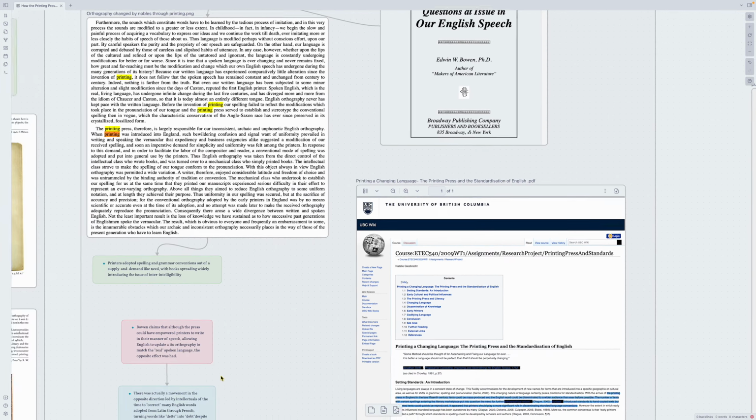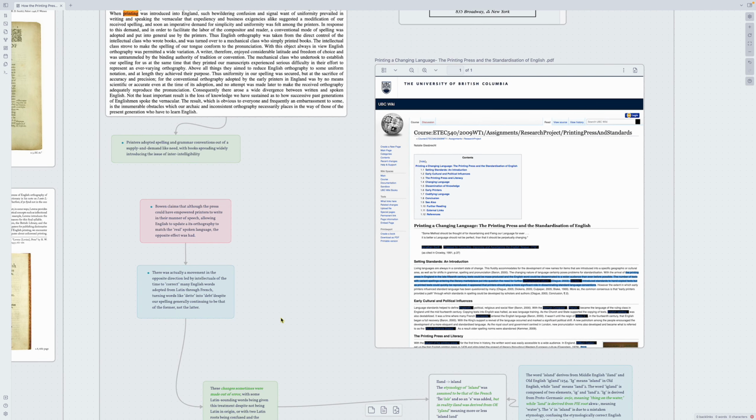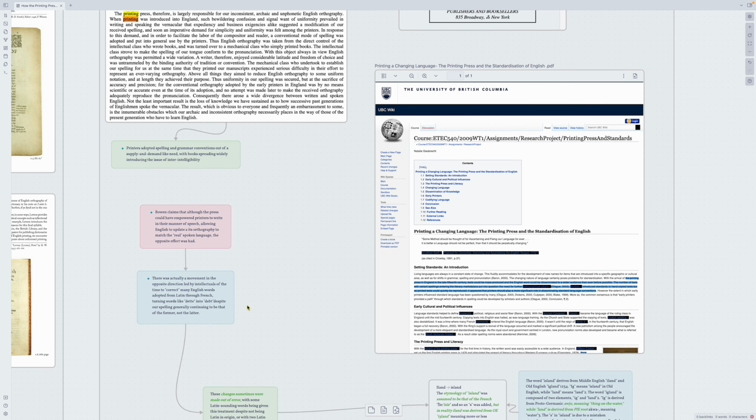And so printers started to adopt spelling conventions and things like that almost out of a supply and demand need, because a lot of these works, it only made sense to follow the works like Chaucer and Caxton that were established already, that people had already known and read a lot. Following those grammar patterns and those spellings so that the readers, the people that paid the money for these books, would be able to understand them properly.